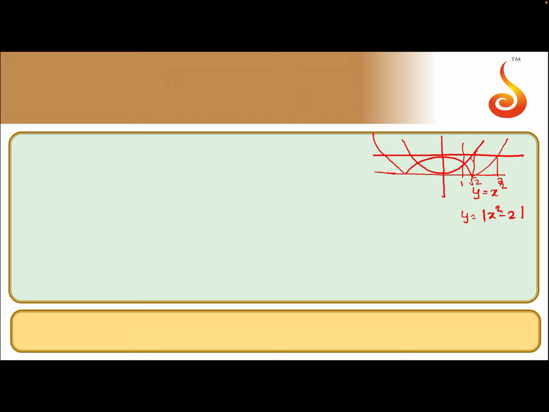So we require this shaded area. This is the shaded area that is required. So this is the total shaded area from 1 to root 2 and root 2 to 2. So how do we integrate it?